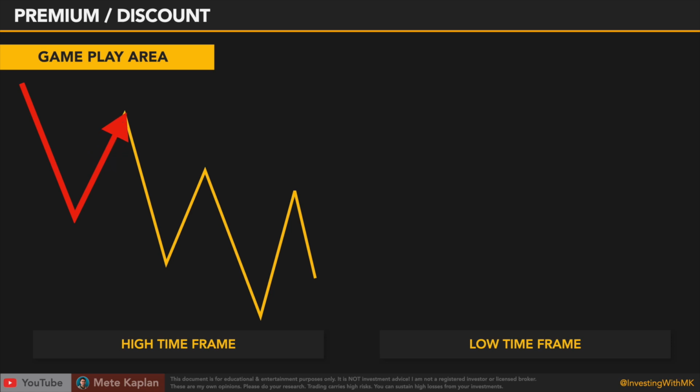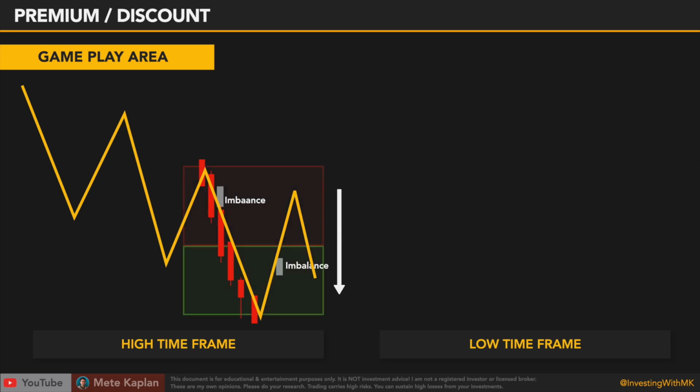Okay, the first step is determining the high time frame market structure. Are we on a bullish or bearish trend? The second step is drawing my premium and discount zones. Gameplay boxes should be from premium to discount or discount to premium.